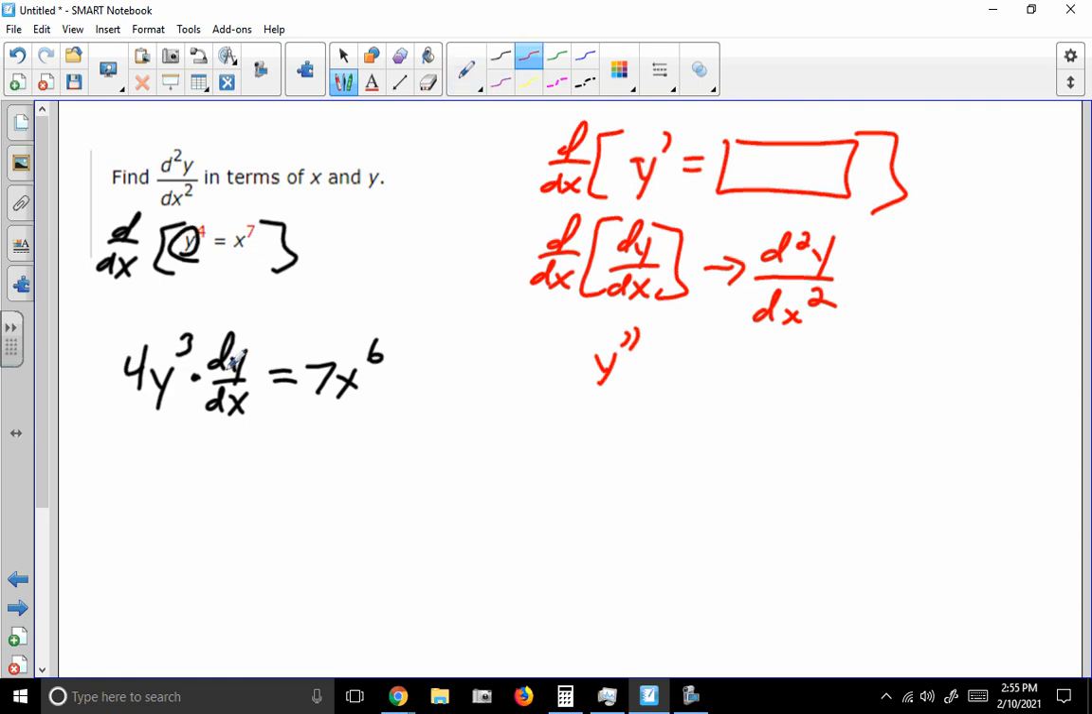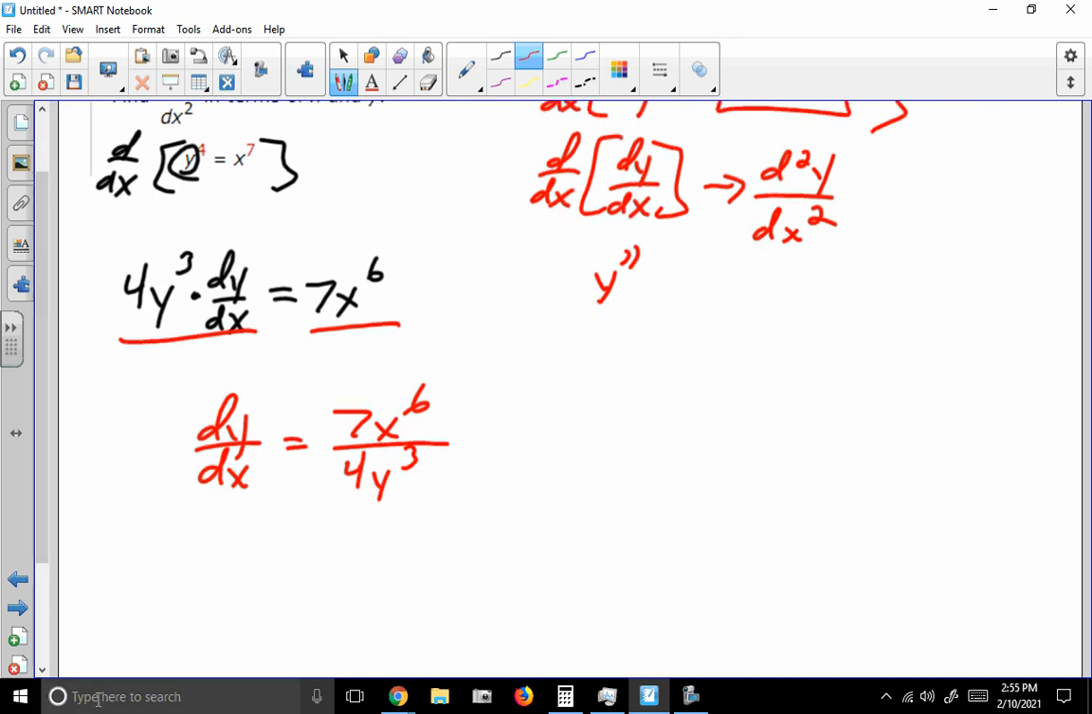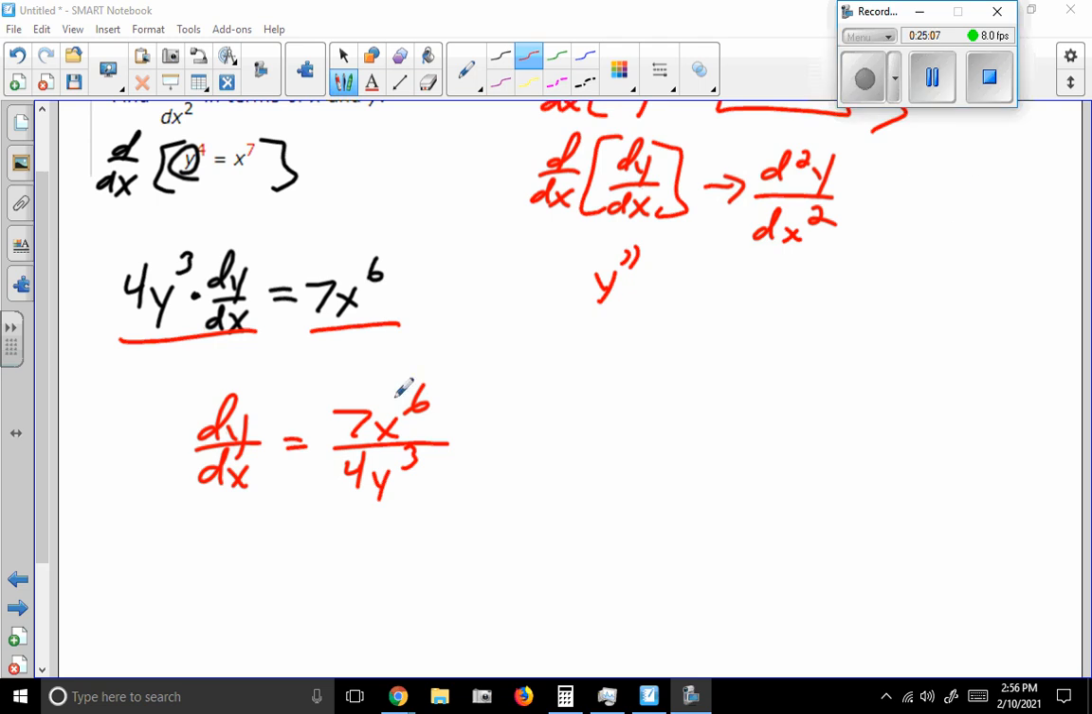So to get dy over dx by itself, just divide. So dy over dx is 7x to the 6th over 4y to the 3rd. So that's dy over dx. Now, this is the first derivative, but we could reduce this. Notice we have a relationship between x's and y's. That it takes y to the fourth power to be the same as x to the seventh power.